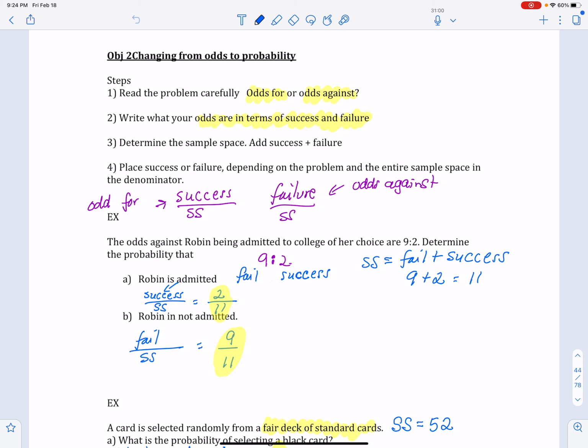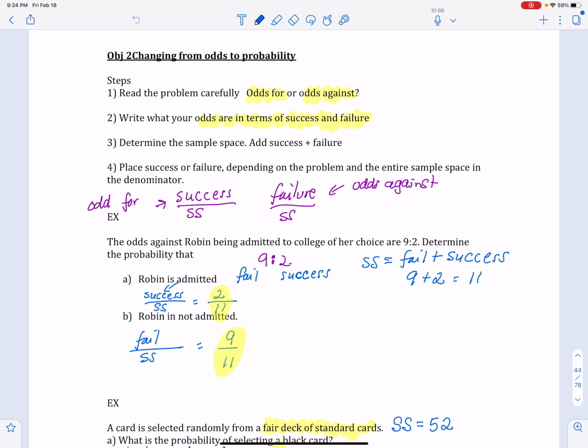For part B, Robin is not admitted. So not admitted is a fail over the sample space. So the failure, remember, was 9. And the sample space, once again, I get by adding my failure plus success. So it's 9 plus 2, which is 11. So Robin is not admitted, the probability is 9 over 11.